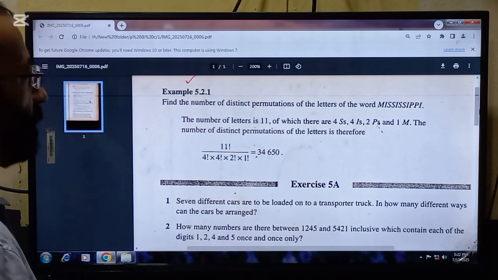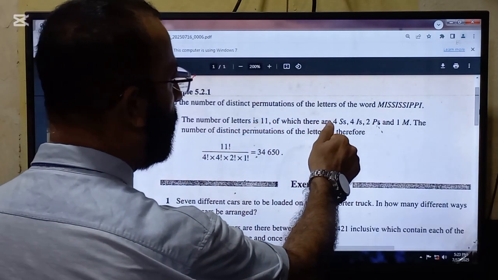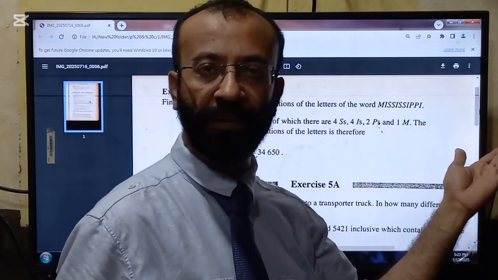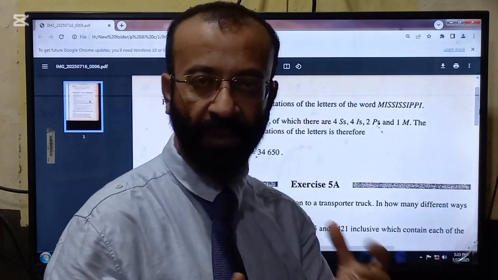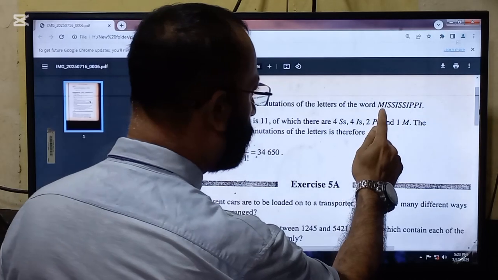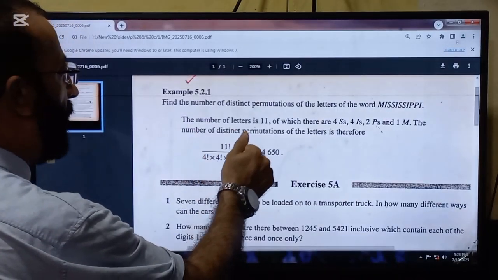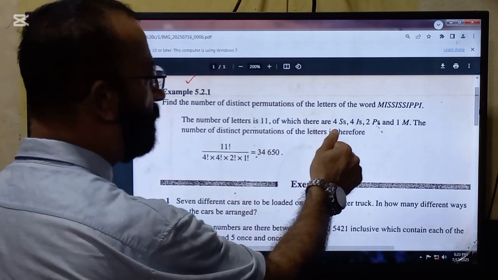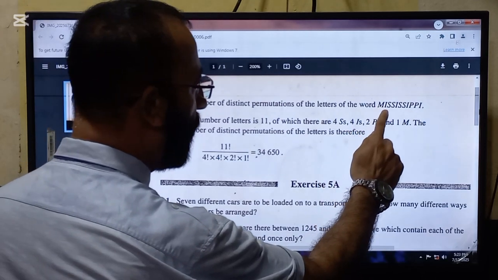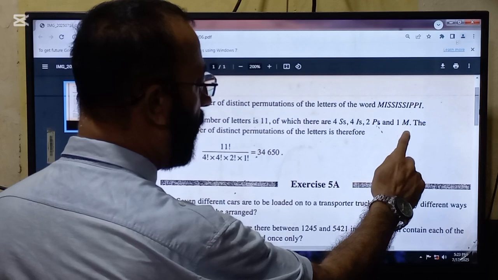So here is a question from the concept. Find the number of distinct permutations of the letters of the word Mississippi. Look now, the number of letters is 11: 1, 2, 3, 4, 5, 6, 7, 8, 9, 10, 11. Of these, 4 are S, 4 are I's, 2 are P's, and 1 is M.